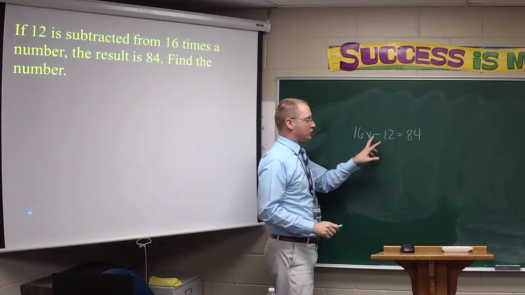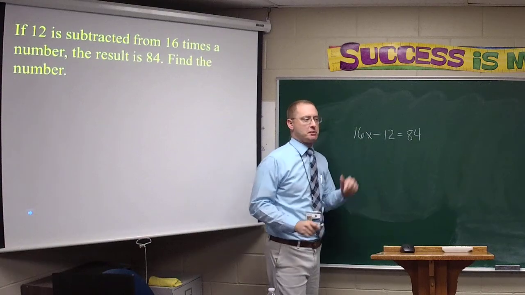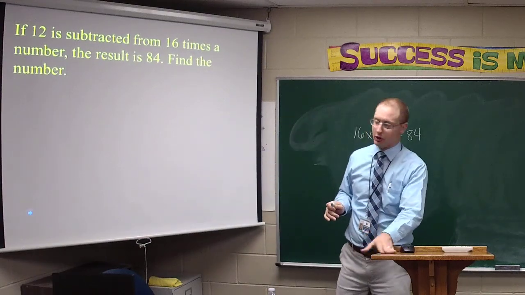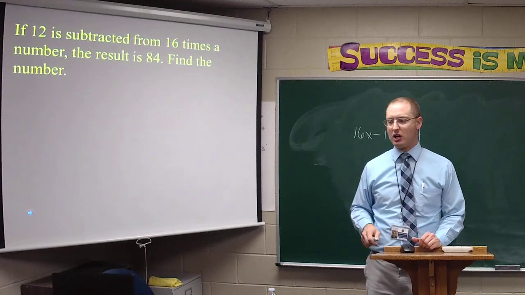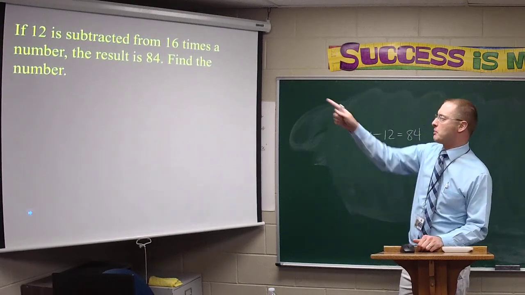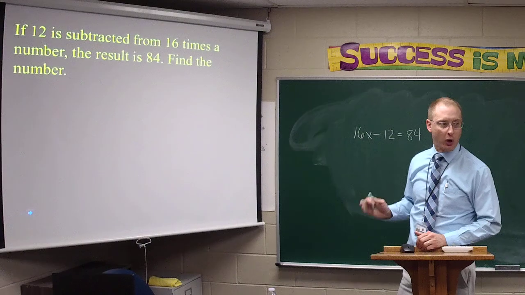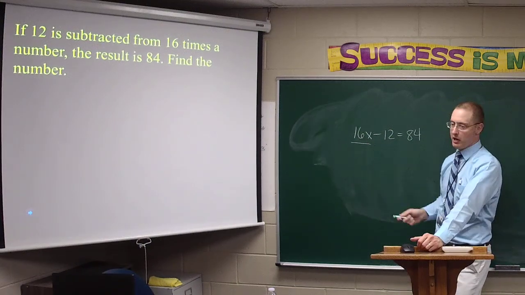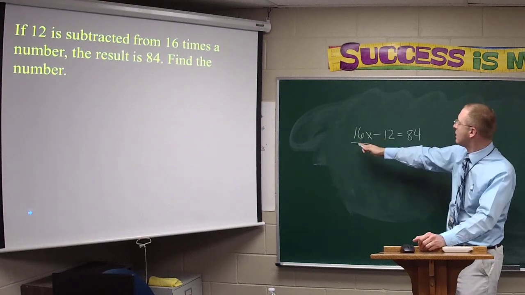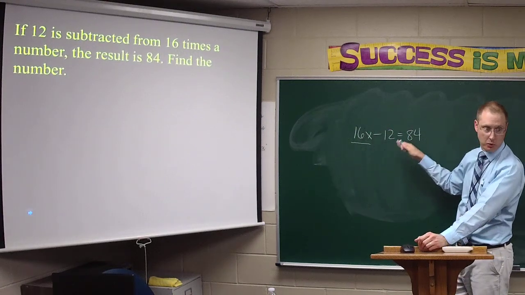It might be tempting to switch this around and say 12 minus 16x, but write this in your notes if you didn't get it earlier in the year. From comes first. In subtraction, from comes first. You may notice it says if 12 is subtracted from 16 times a number. Well, that means the 16 times a number better come first, and from that, we take away or subtract away the 12. Does that make sense?